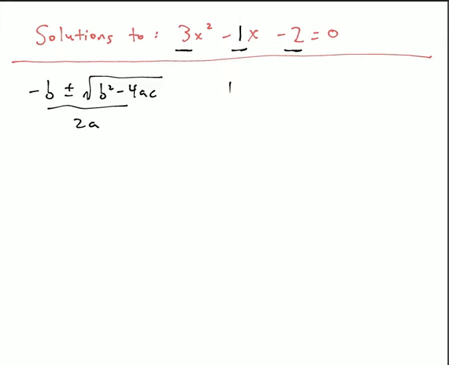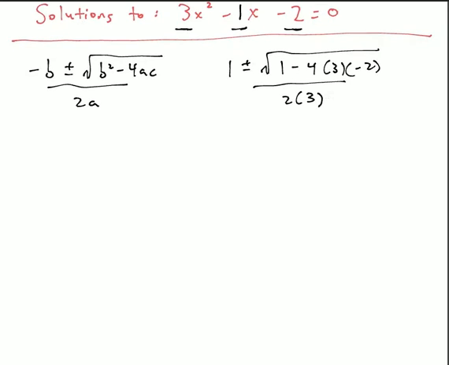Negative b, so negative negative 1 is just 1, plus or minus square root. b squared is still 1, minus 4ac, divided by 2a. So if we solve this out, we get 1 plus or minus the square root. All that becomes 25, divided by 6, which is equal to 1 plus or minus 5 divided by 6.